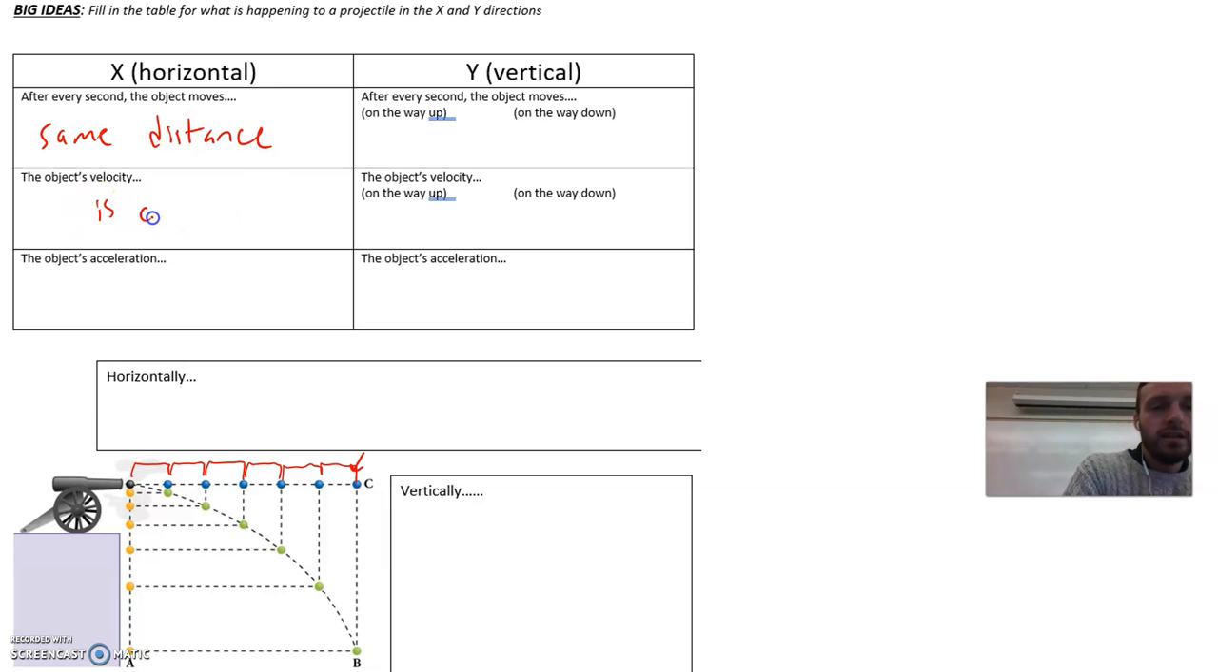In fact, the object's velocity is constant. This is in the x direction, the horizontal direction. And the object's acceleration is 0. You only accelerate if there's an unbalanced force. There is no unbalanced force once you leave the cannon, right? Of course, the cannon exerts a force, but once you're flying through the air, there are no more horizontal forces acting on you, so there's no reason to accelerate horizontally.